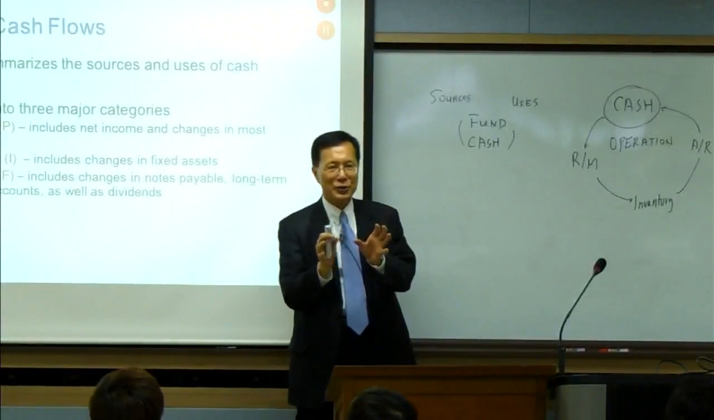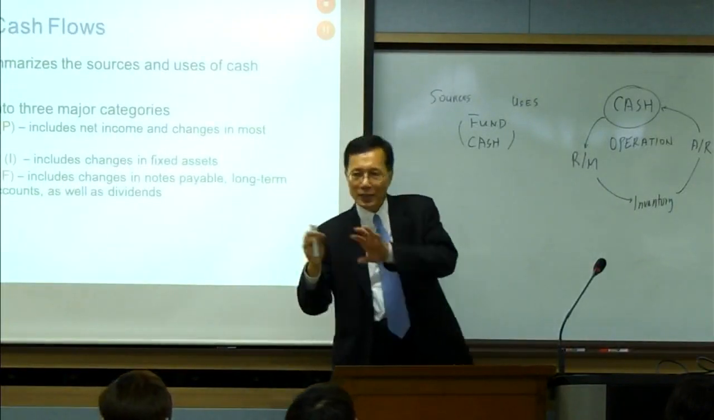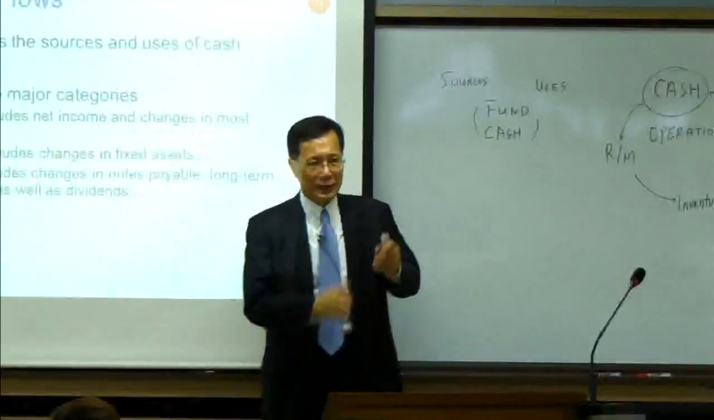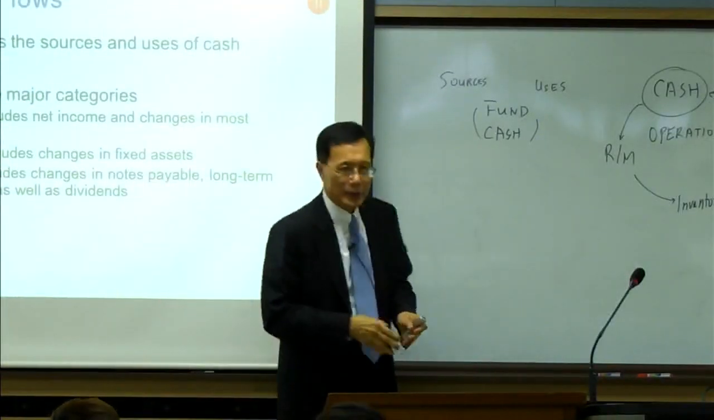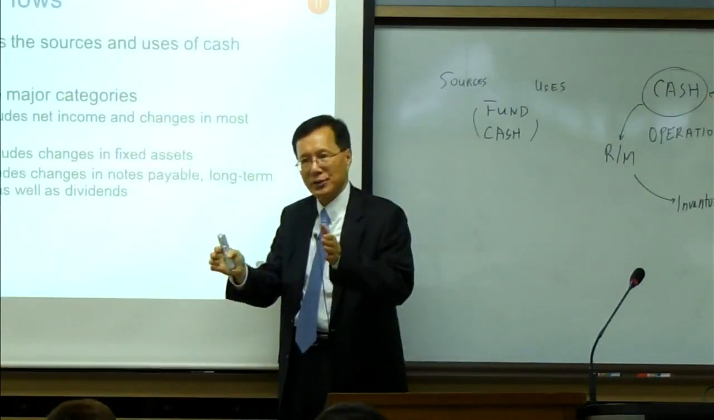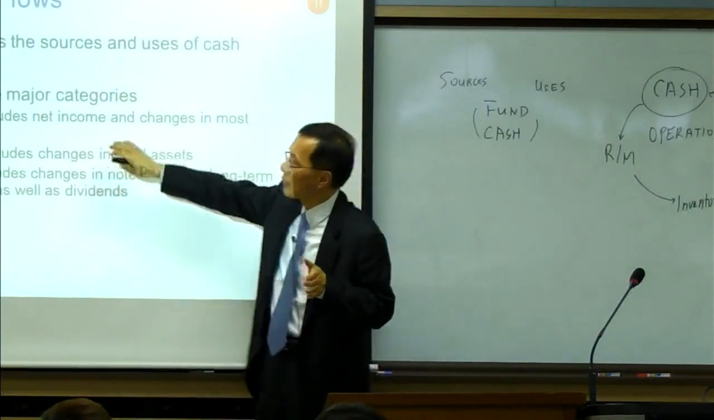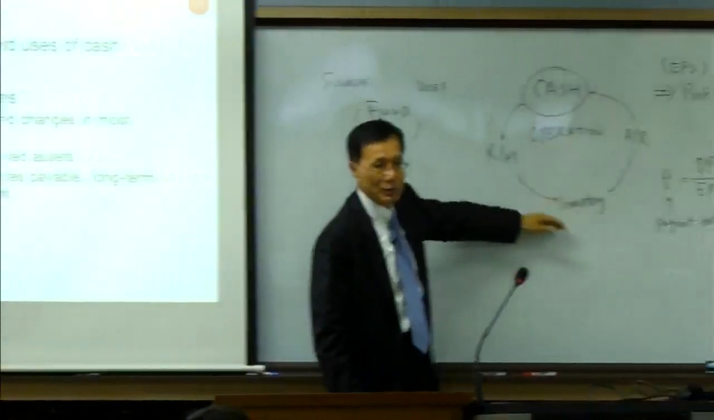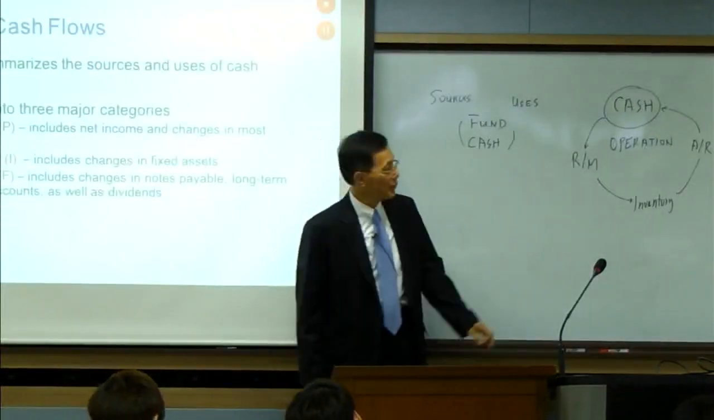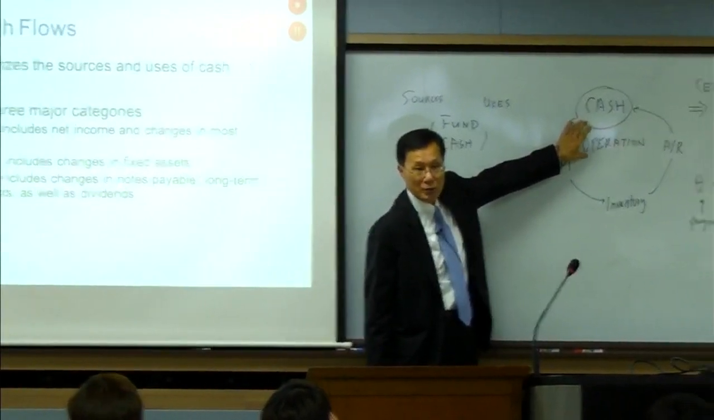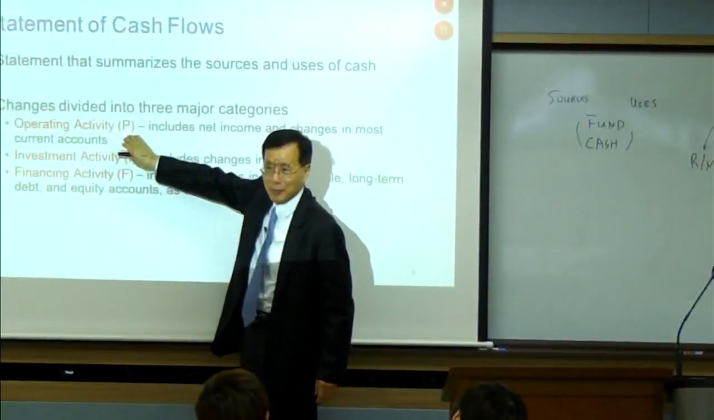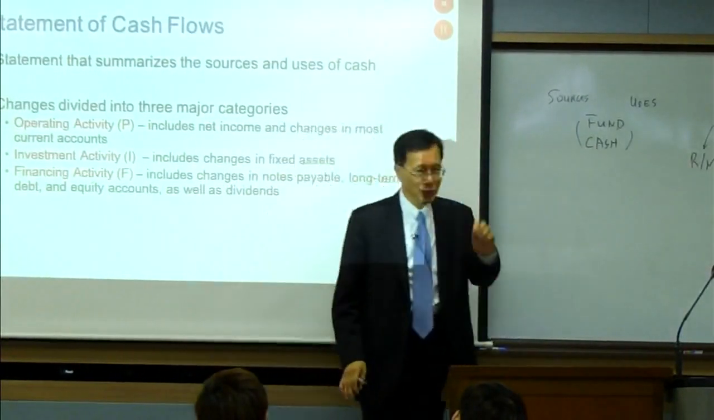But before we go there, the statement of cash flows can also be looked at from different perspectives. A company's management activities are usually categorized into three. The first one is operating activity. It includes net income and change in most current accounts. This tells you the operation of the firm. Accountants call that production, that's why I put P. P denotes production or operation.